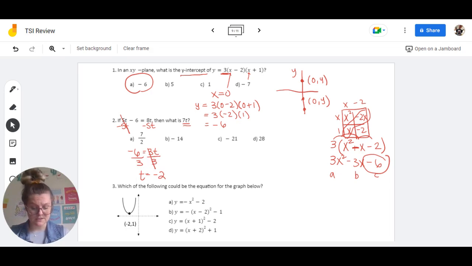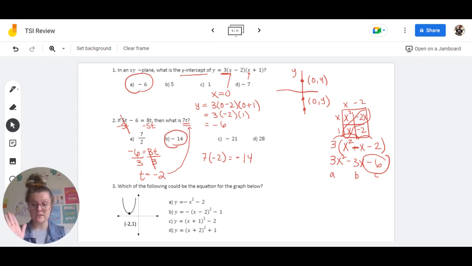Now that I have t by itself, I'm like, oh, well, I could take t and plug it into this equation to solve for 7t. I'm going to multiply 7 times negative 2, which will give me a negative 14. So there's my answer choice there. All right, next one. Which of the following could be the equation for the graph below?